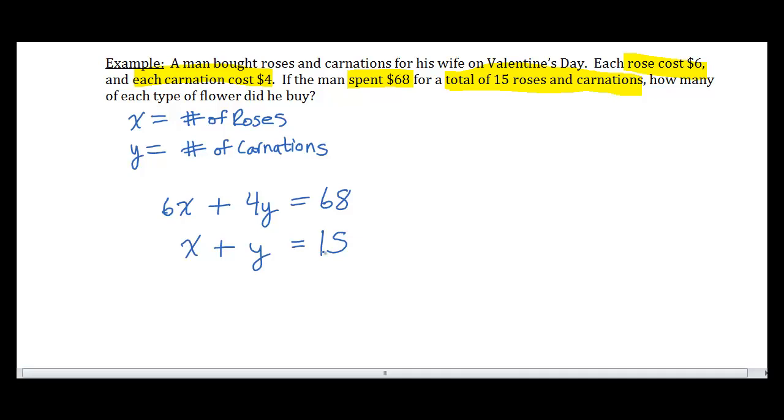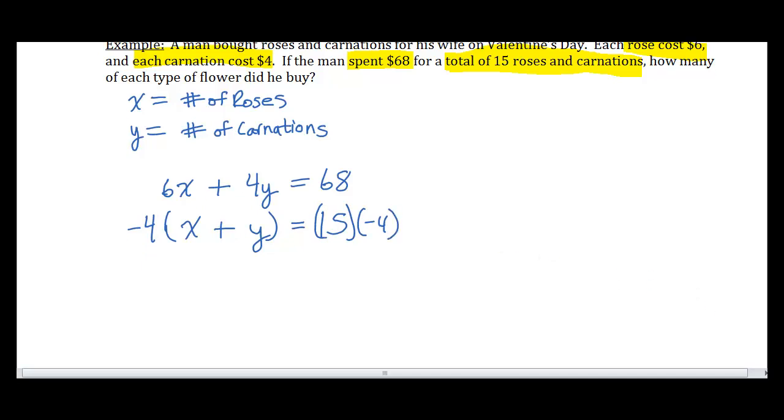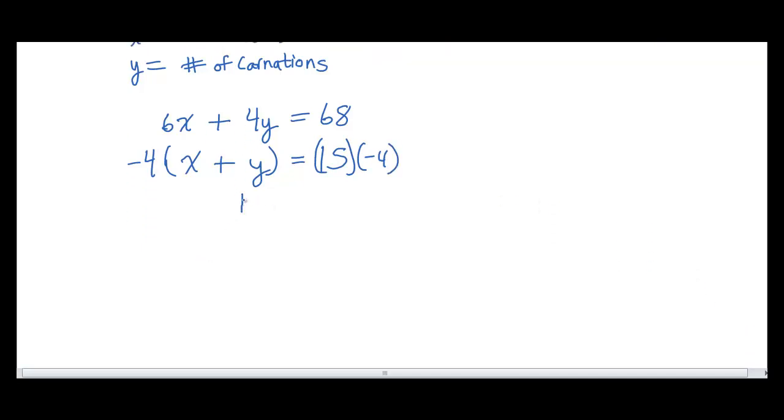All right, I've got to get opposite coefficients. And so let's say we get opposite coefficients on the y. Since this is a 4, and there's a 1 in front of that y, I'm going to multiply both sides of this equation by -4. By multiplying both sides of that equation by -4, I get this system. It's not new, it's the same system, but it'll have a -4x minus 4y equals -60.